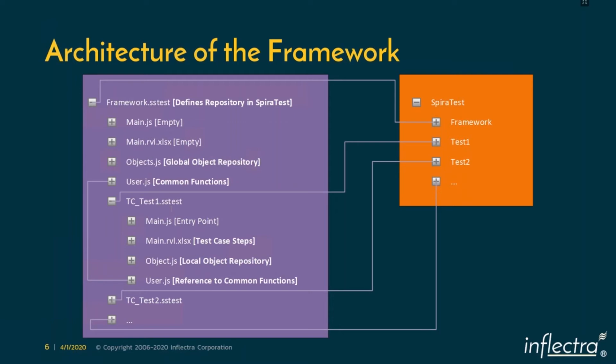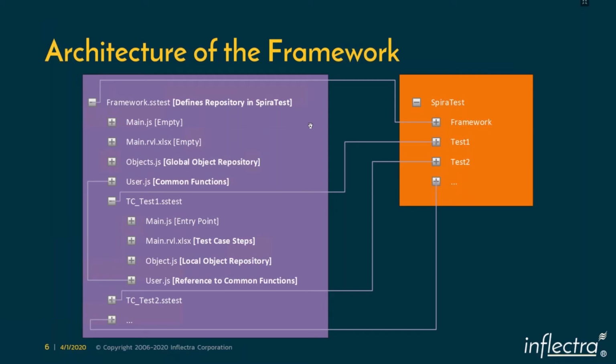So what we have here, the parent test contains a global object repository, with some global objects that may be used by any test in the framework. And it also contains user.js with common functions. I already showed you, described on GitHub. And each test case has its own RVL with test case steps. It has its own local object repository, and it references common functions from the parent test.